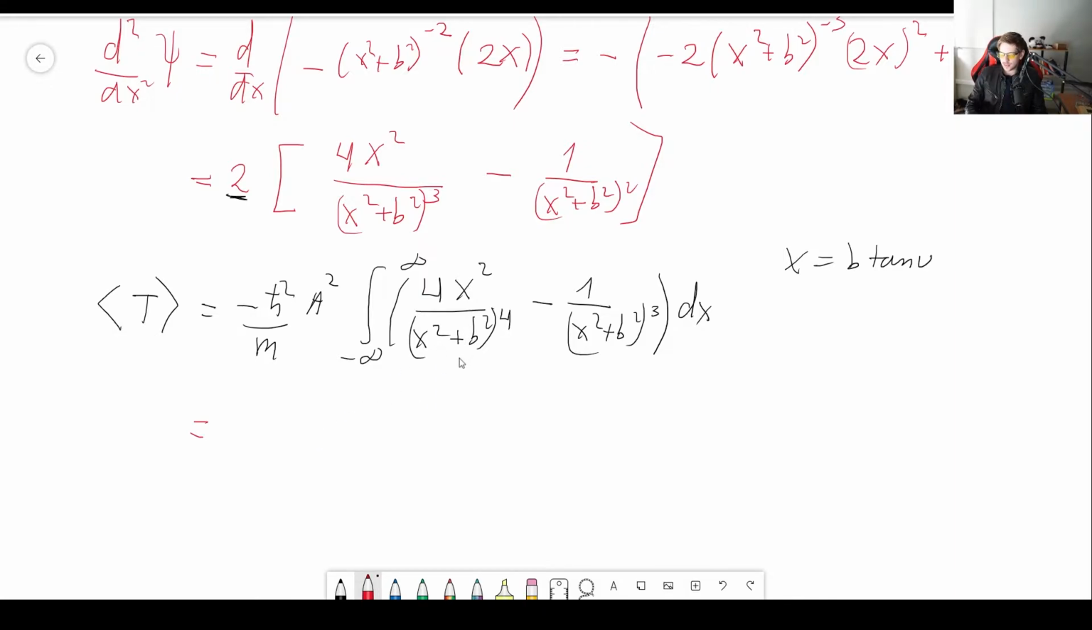So what I'm going to do is I'm going to add 4b squared minus 4b squared here. That's basically the idea of what we are going to do. And the whole point of it, again, is just so we can get rid of this x squared in the denominator. Okay?